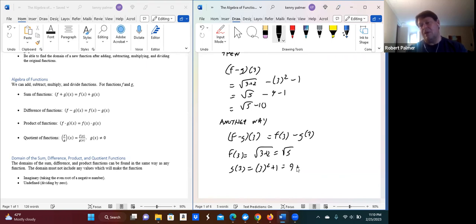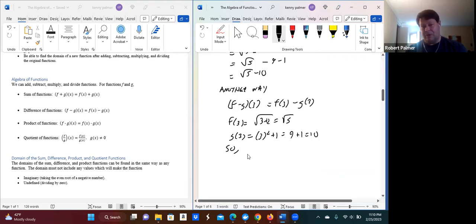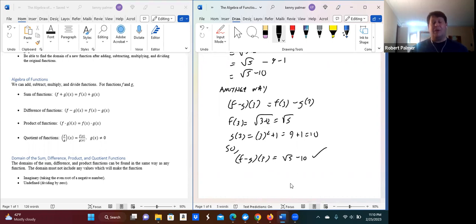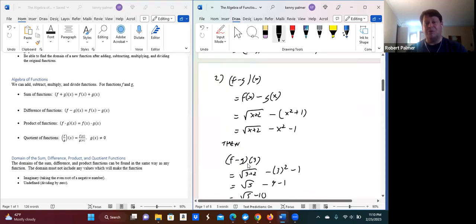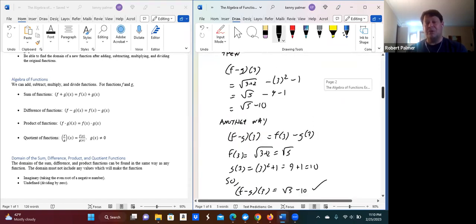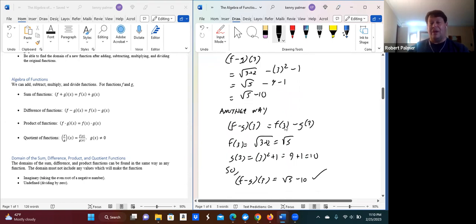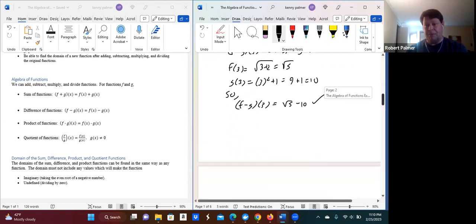Which is 9 plus 1, which of course is 10. And so that leaves me with f minus g of 3 is equal to square root of 5, then minus g of 3 minus 10, exactly the same result as we expected. Okay, so once again, for a constant, you can do this either way. You can either, as we did before, find the function first and plug it in, or, for a constant, you want to just evaluate that number in each function first, then combine them with whichever rule you're using. Okay, number 3.